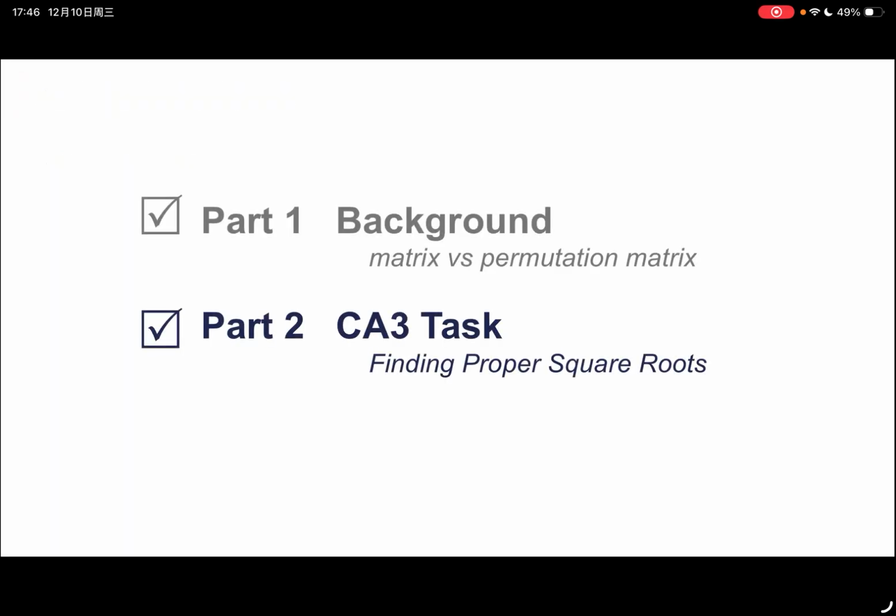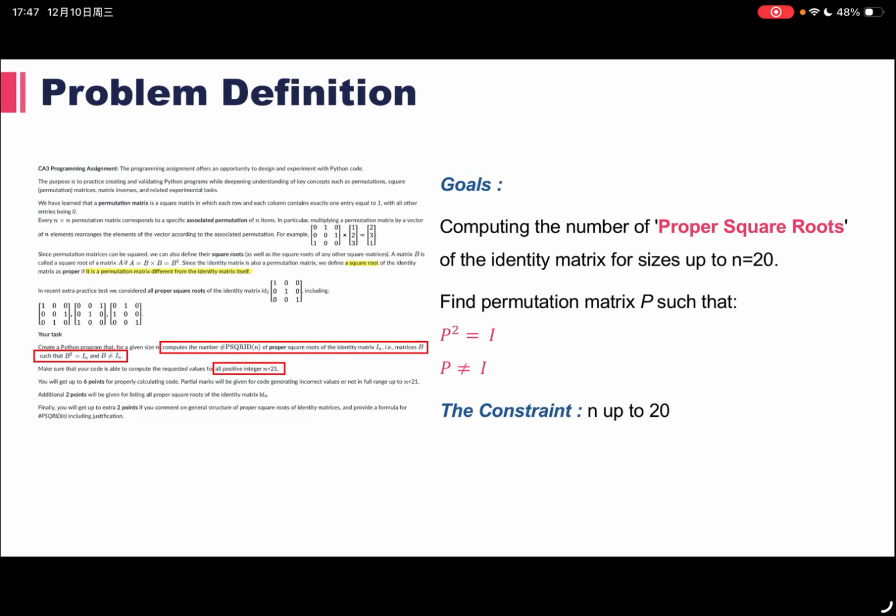Now that we have covered the mathematical background, let's move on to part 2, the CE3 task. The goal of my assignment was to write a Python program to compute the number of proper square roots of the identity matrix. Mathematically, I needed to find permutation matrices P such that P squared equals the identity matrix, but P is not the identity matrix itself. And the constraint was to calculate this for size up to 20.